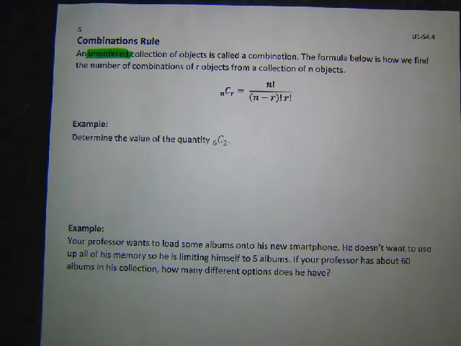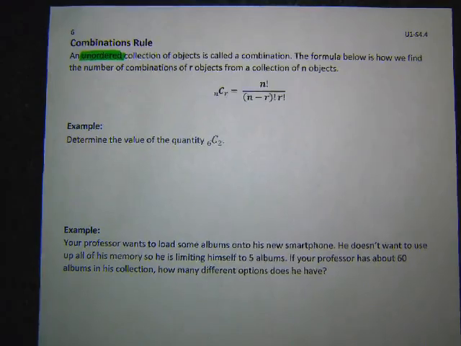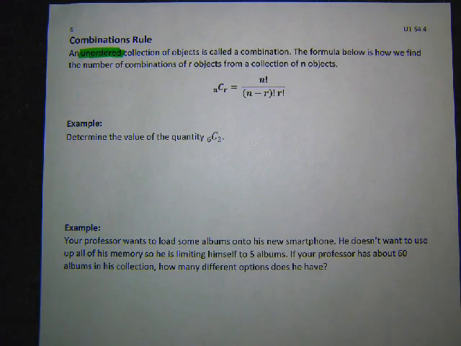If I go to the drive-thru and I order a meal for my family, it doesn't really matter if I pick the kids' meal for my son first or whatever my wife's getting first. It doesn't matter the order. I just have to pick the right set of things. Well, that's going to be a combination.